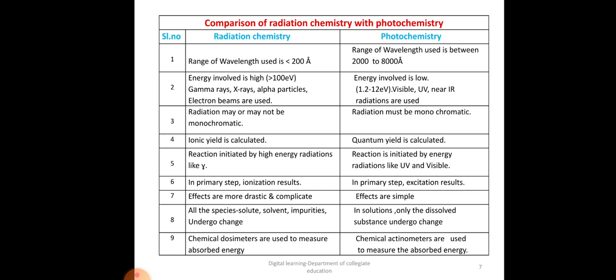In radiation chemistry, all the species, that is solute, solvent, impurities, undergo change, whereas in photochemistry, in solutions, only the dissolved substance undergoes change. In radiation chemistry, chemical dosimeters are used to measure absorbed energy, whereas in photochemistry, chemical actinometers are used to measure the absorbed energy.